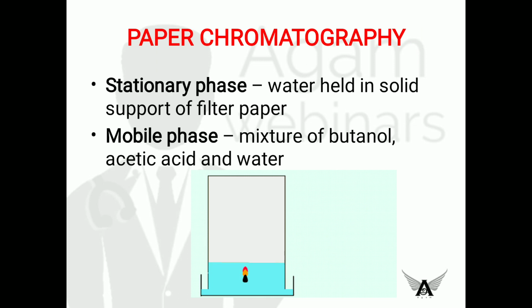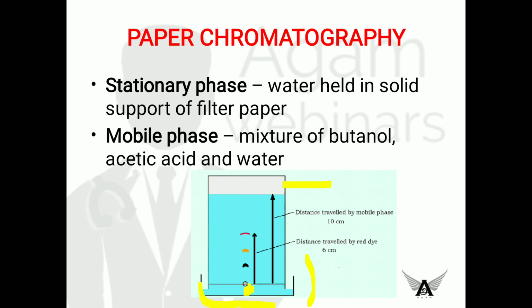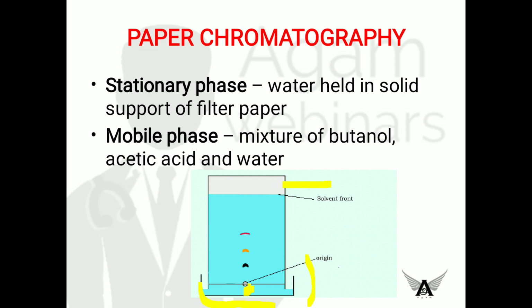Next is paper chromatography. Here the stationary phase is the water which is held in a solid support of filter paper. Here we have the water held with the filter paper. This is the filter paper. The mobile phase is a mixture of butanol, acetic acid, and water. When we apply the mixture that is to be separated here, the solvent takes the mixture upward, and each component moves to a particular distance and gets separated. The distance to which each component moves depends on the partition coefficient. Okay, this is paper chromatography. Understood?